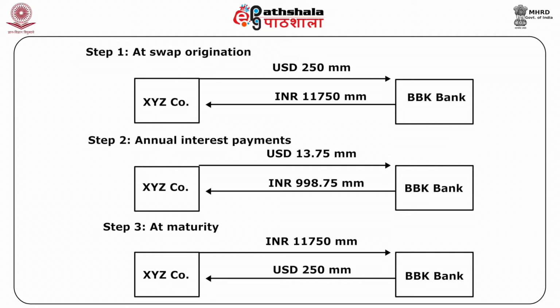After the 4th year, BBK Bank pays USD 250 million to XYZ company. XYZ company returns INR 11,750 million to BBK Bank. The following figure indicates the 3 steps in the swap contract graphically. Hence, due to the swap agreement, the USD interest and principal repayment exposure of the Indian company is shifted to BBK Bank. In other words, the swap helped the Indian company to shift its USD obligation to an INR obligation.